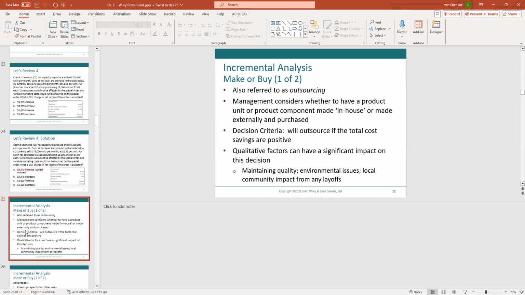Again, you have to do the qualitative analysis. Once you make it the outside, you have to be careful with the qualitative analysis, which will include quality of the product, environmental issue, community impact, employee impact on the company.